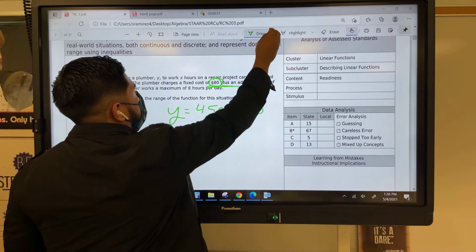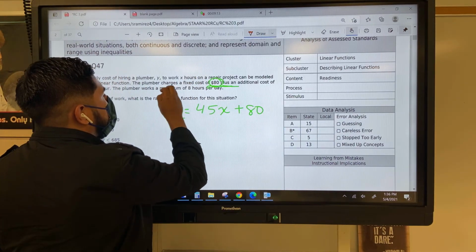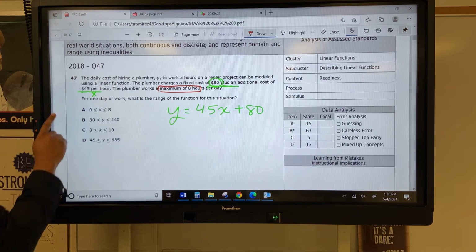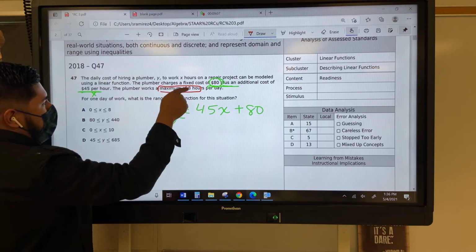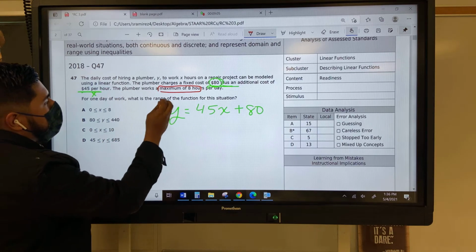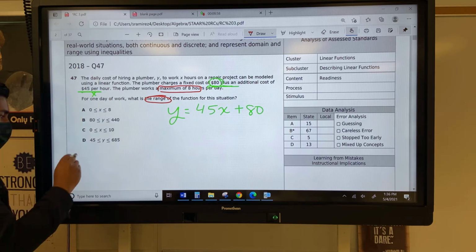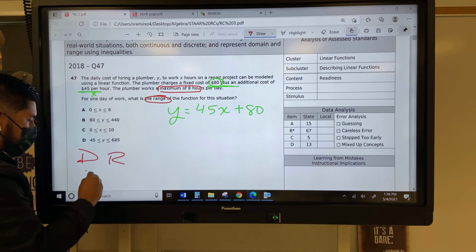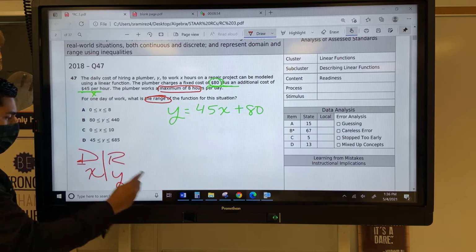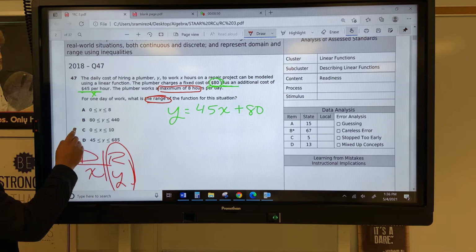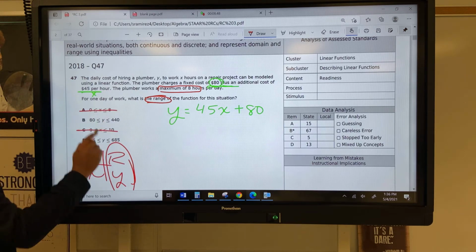And the plumber only works 8 hours for one day, so we're only going to be doing 8 hours one time. What is the range of that function? First off, I can eliminate some answers. If I go to domain x, range y, the question is asking for range, talking about Y, so I can cross out this one, can cross out this one.